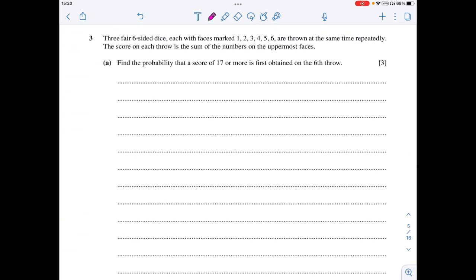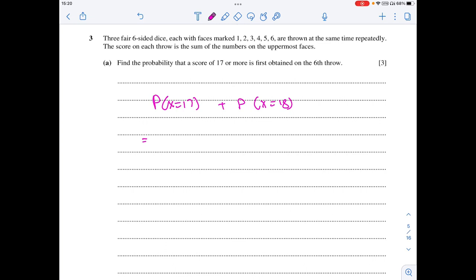Question number 3. 3 fair 6-sided dice with faces 1, 2, 3, 4, 5, 6 are thrown at the same time repeatedly. The score on each throw is the sum of the numbers on the uppermost faces. Find the probability that the score is 17 or more in the first throw. So it should be probability of x equals 17 or probability of x equals 18. So it has to be either 17 or 18.